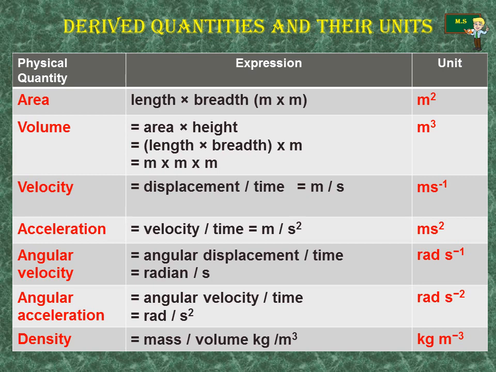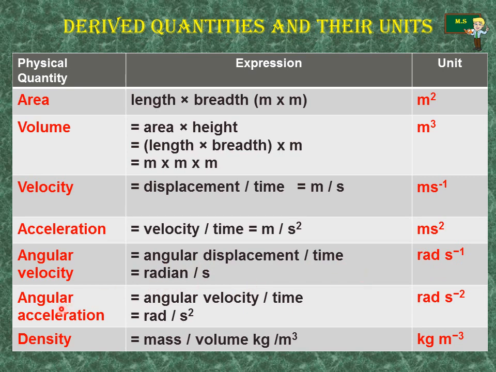Then angular velocity. What do you mean by angular velocity? Actually, angular displacement divided by time. Why are we taking the angular displacement? When we travel in a straight line, we can measure the length and breadth. But if you are traveling in a circular path, we cannot measure the length and breadth. We have to find the angle. That's why to define angular velocity, we have to find the radian per time, that is second. So rad s minus 1.